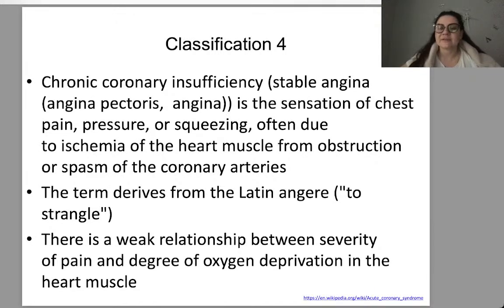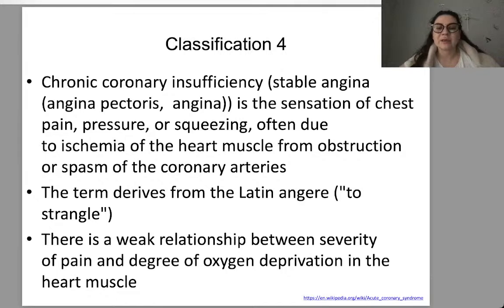Chronic coronary insufficiency, or stable angina, or angina pectoris, or just angina, are all synonyms of the same term. It is a sensation of chest pain, pressure or squeezing, often due to ischemia of the heart muscle from obstruction or spasm of the coronary arteries. The term derives from the Latin angere, meaning to strangle.